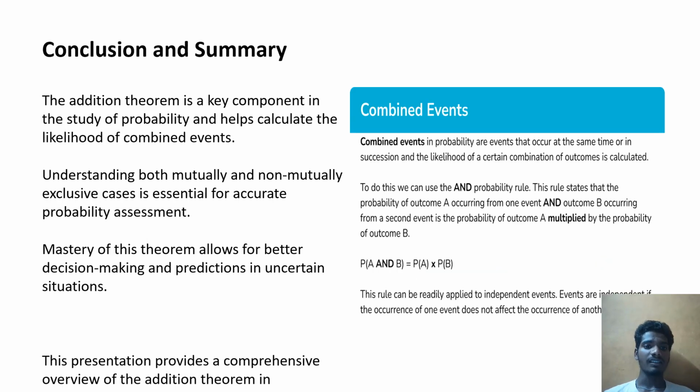Conclusion and summary. The addition theorem is a key component in the study of probability and helps calculate the likelihood of combined events. Understanding both mutually exclusive and non-mutually exclusive cases is essential for accurate probability assessment. Mastery of this theorem allows for better decision making that prevents uncertainties. This presentation provides a comprehensive overview of the addition theorem.